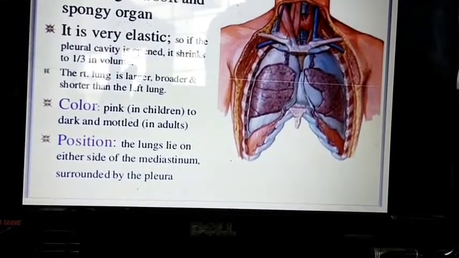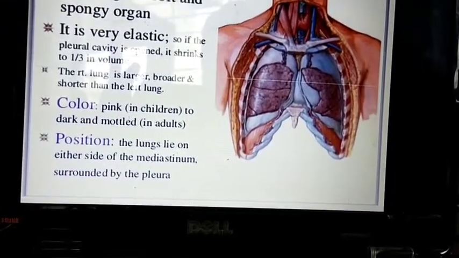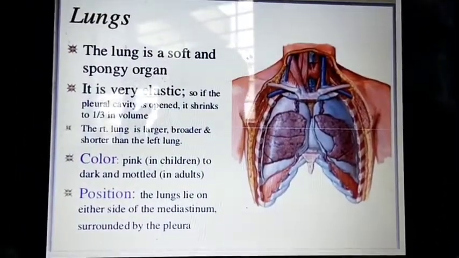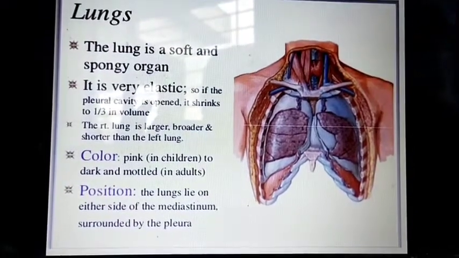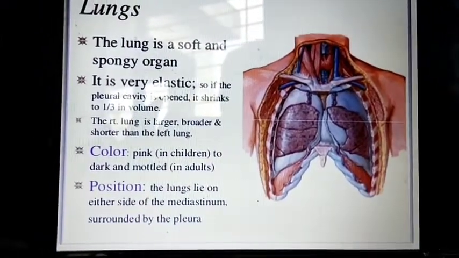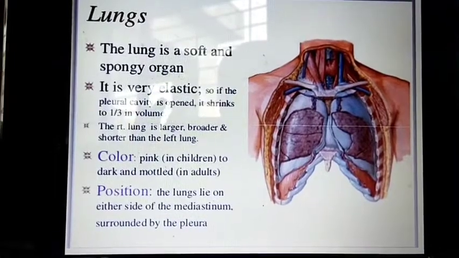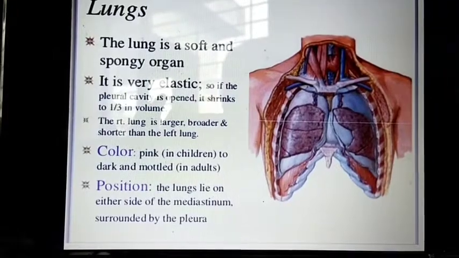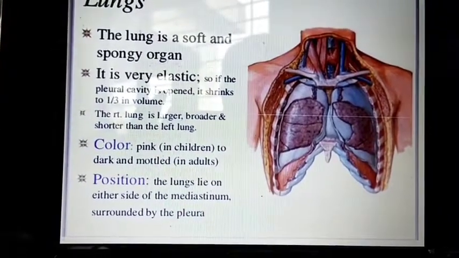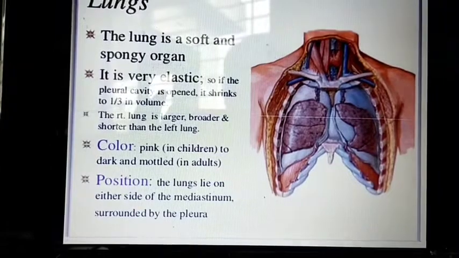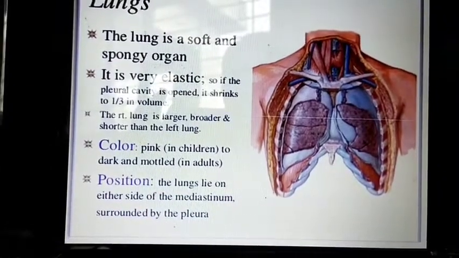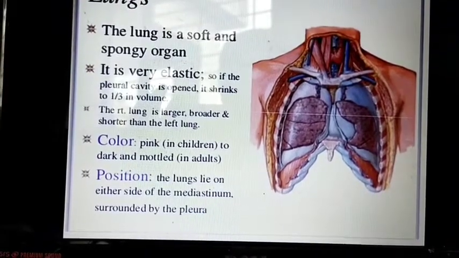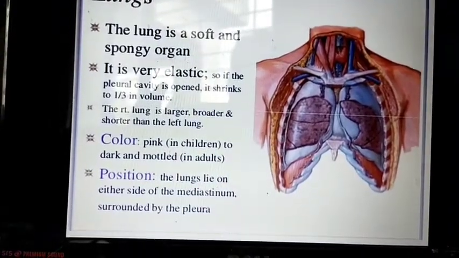Position: the lungs lie on either side of the mediastinum, surrounded by the pleura. I also take a class on the pleura. You just need to know that the pleura is a covering of the lung. It allows the lungs to move within it, gives protection, and helps the movement of the lung. It covers the lungs.